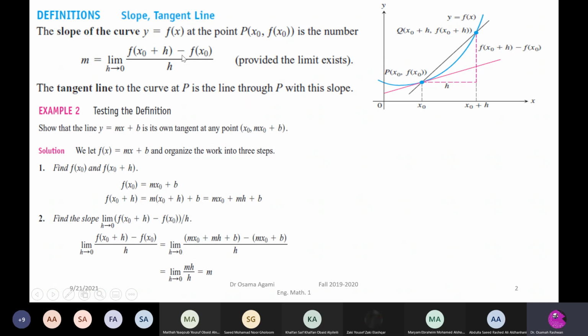Now I just substitute into this formula, which is exactly the slope, and we take the limit when h tends to 0. What does it mean h tends to 0? When h tends to 0, I will be at this point, right? So when you subtract, this is the value of f of x naught plus h minus f of x naught, so you will get mh over h. Cancel h with h. So the limit when h tends to 0 is m. This is why we call m the first derivative, or the slope. This is the geometrical meaning of the first derivative.